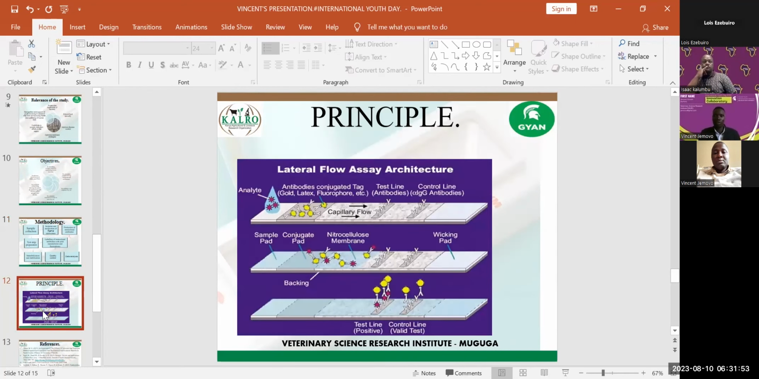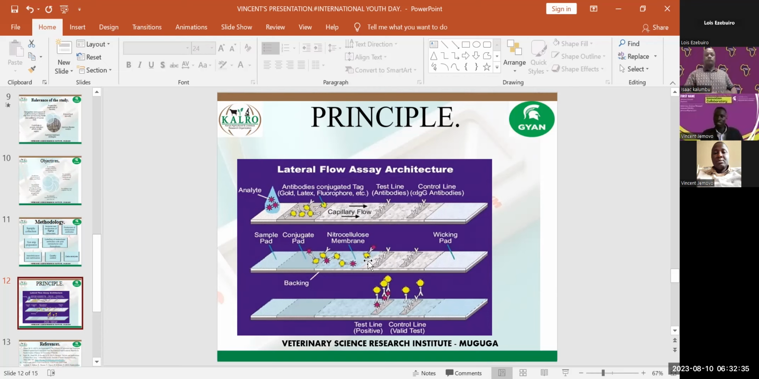Principle of this study. This study will be based on the principle whereby my kit will look like this. We will have the sample application part. This is where our sample, the analyte, will be applied. Then we have the conjugate part, and the nitrocellulose membrane part, which contains the test line and the control line. Then the wicking pad. When you apply your sample at the sample pad, it will be followed by applying the buffer. This buffer will carry our analyte up to the conjugate pad and onto the nitrocellulose membrane.